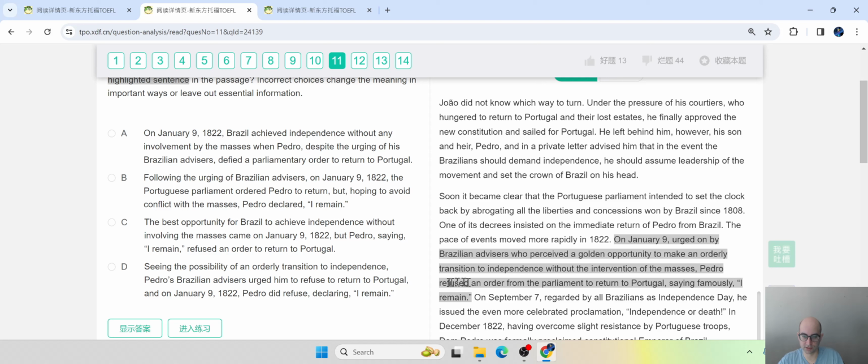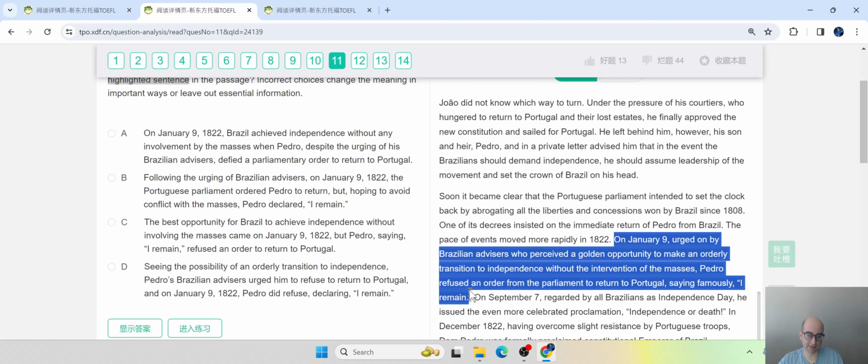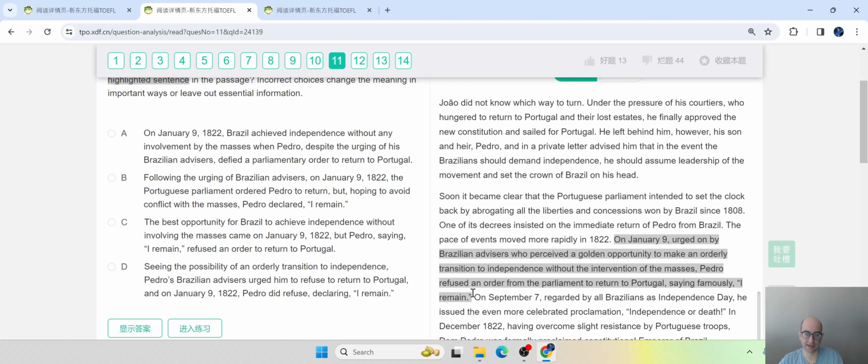So Pedro refused an order from the parliament to return to Portugal, okay? Saying famously, so this is what Pedro said, I remain. So I stay here. Now we need to pick the choice that pretty much matches this. It's just a paraphrase. It has the essential points, the essential meaning, and it's not modifying the information. It's not missing any important details. So let's check this out. And it's not presenting incorrect information.